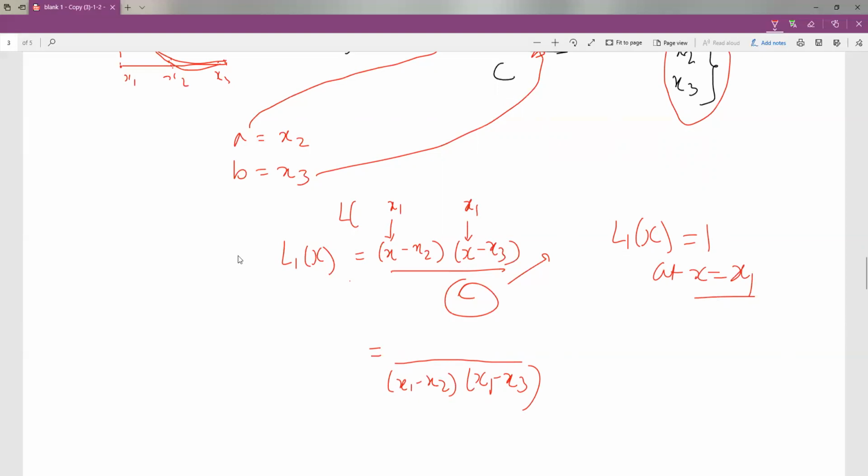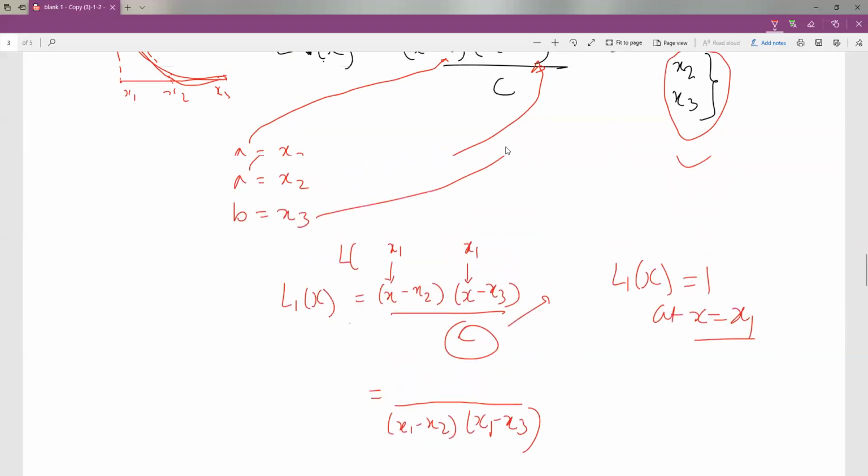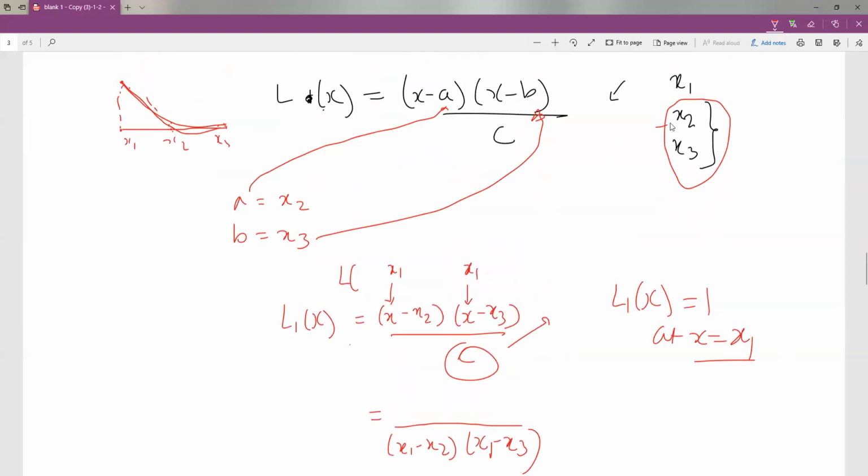This can be achieved only because the numerator is being done so that it vanishes at the other two nodes, x equal to x2 and x equal to x3. So on the numerator side, instead of a and b we write x2 and x3. It is going to give me the L1 function at x2 and x3 as 0, and the first condition of the Kronecker delta property is achieved here.